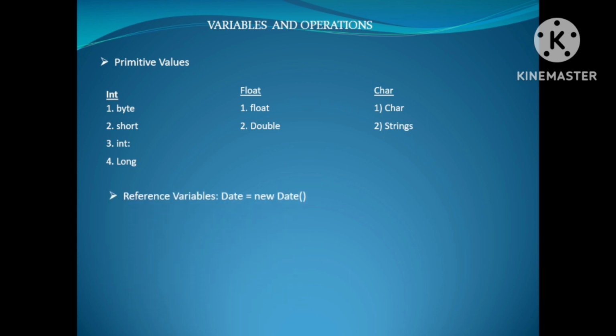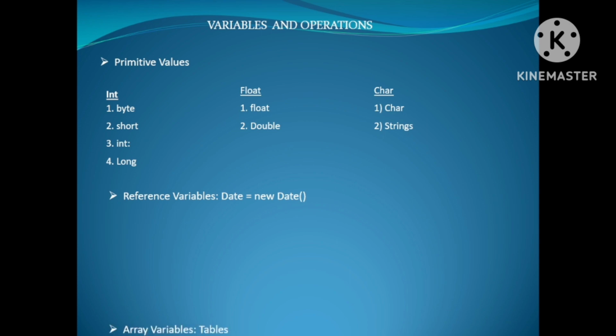Now, we are going to speak about the next one, which are referential variables. We can say that these are variables that store references to objects. They are defined using the name of the corresponding class. As we can see there, date is taking reference to an object. Sorry for this error. There is a date before here. Then it will be date equals new date, which means it is a reference to an object.